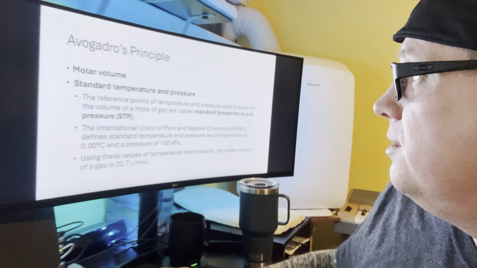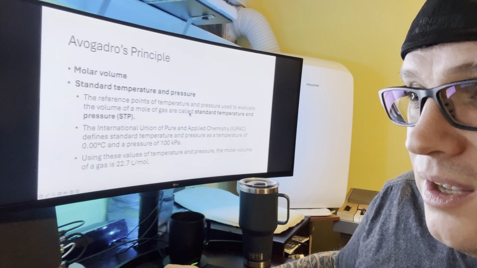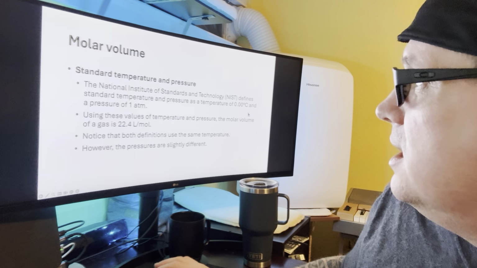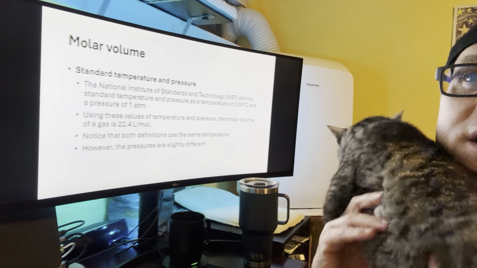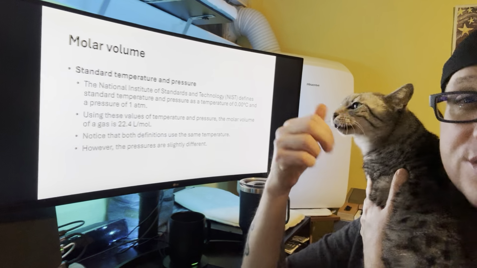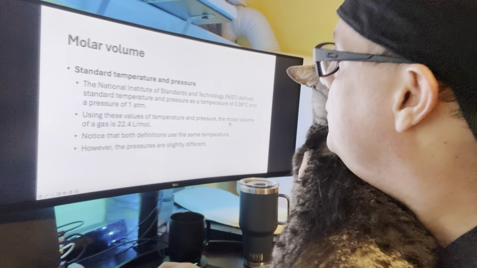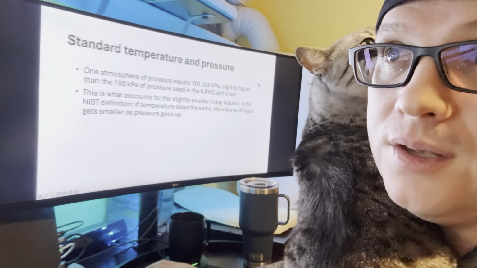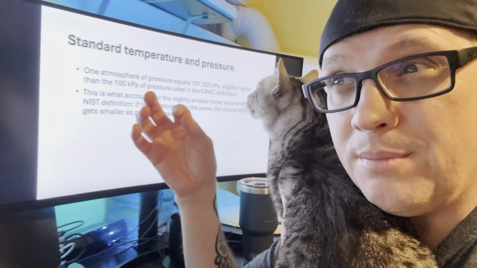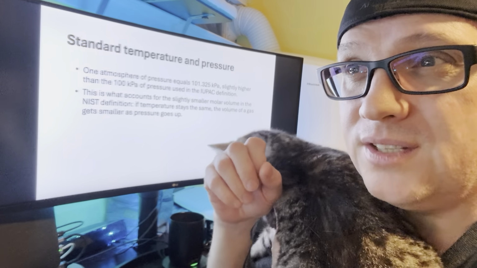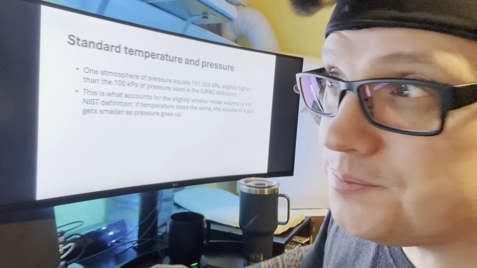Okay? So as you can see, STP per the IUPAC is 100 kilopascals, that's what you can look forward to. Now, the National Institute of Standards and Technology, or NIST, defines it as being 0 degrees and 1 atmosphere, and that's why you'll see 22.4. But we're going to go with 22.7 because that's the official standard. 1 atmosphere equals about 101.3 kilopascals, slightly higher than 100 kilopascals, and that's why there's the very slight difference. So we're going to basically use the IUPAC version, not the NIST version.